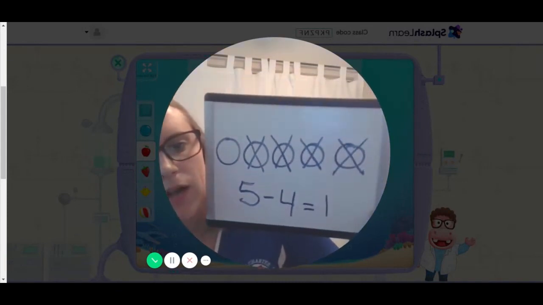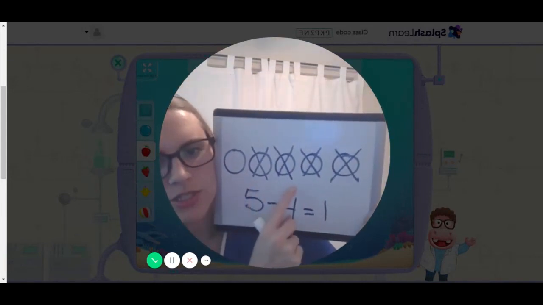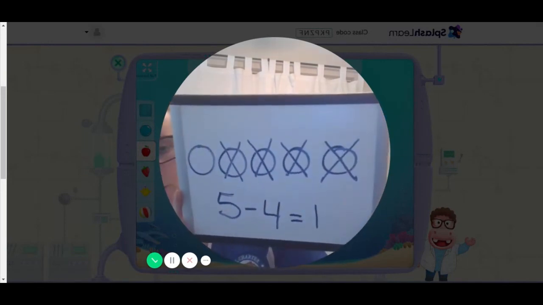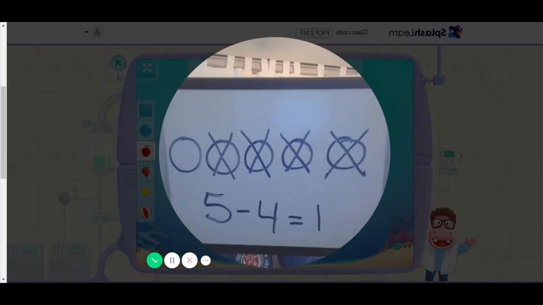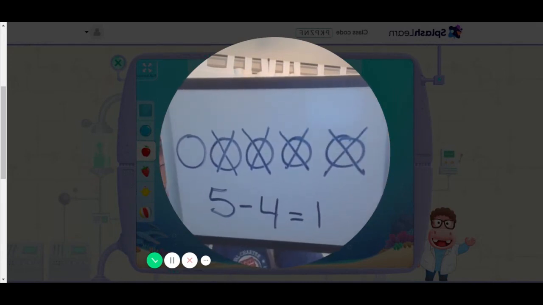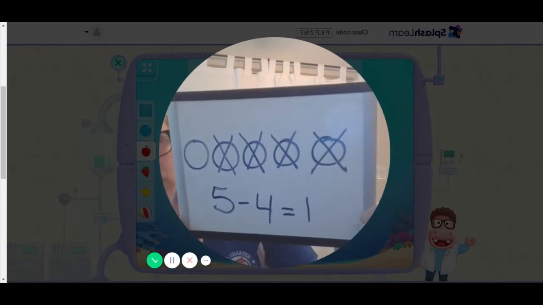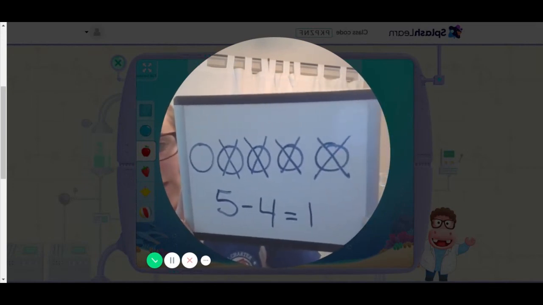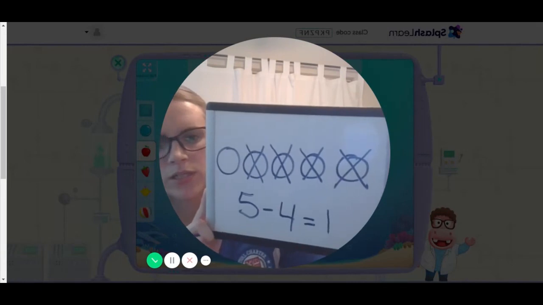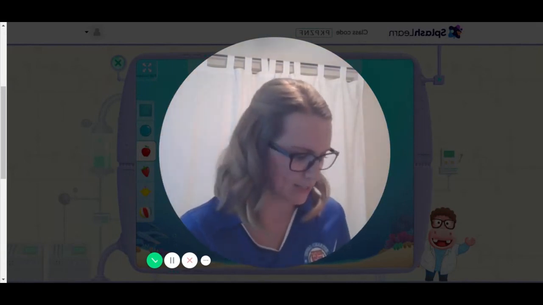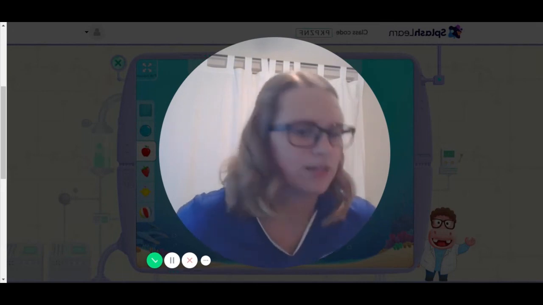And on your paper, I want you to draw this picture right here. Go ahead and draw this picture and write the math problem with it. So go ahead and pause the video if you need time to draw the picture. You should draw 5 circles, and then 4 of them need to have X's on them, because 5 minus 4 equals 1. All right, that is it for today's math lesson.